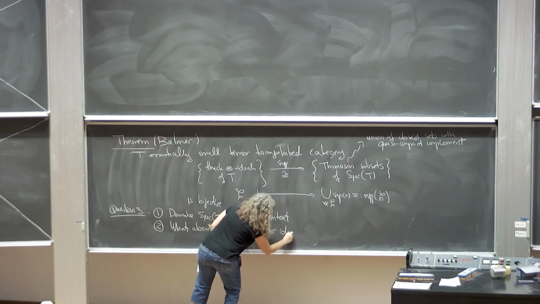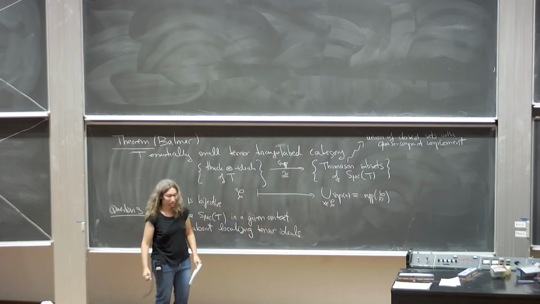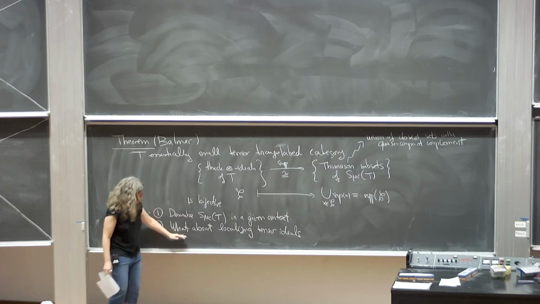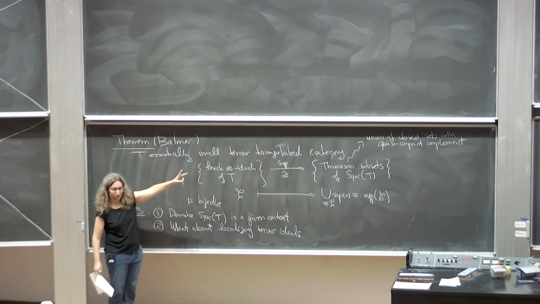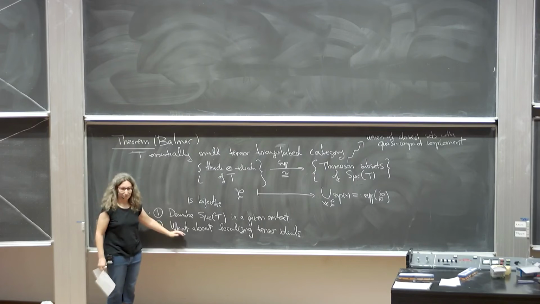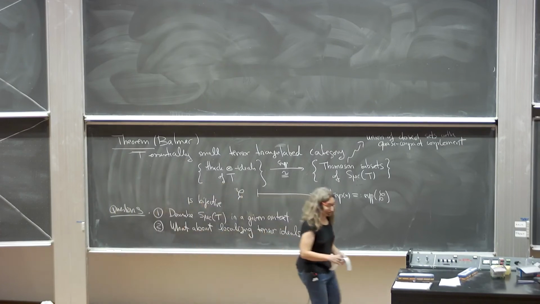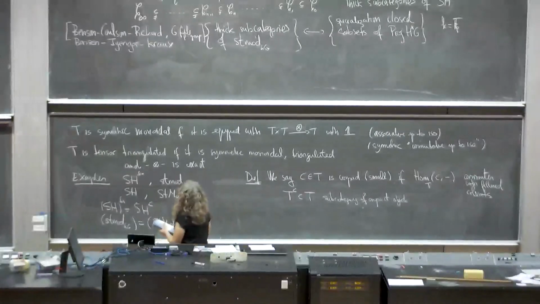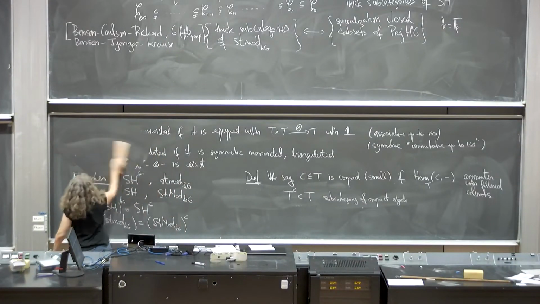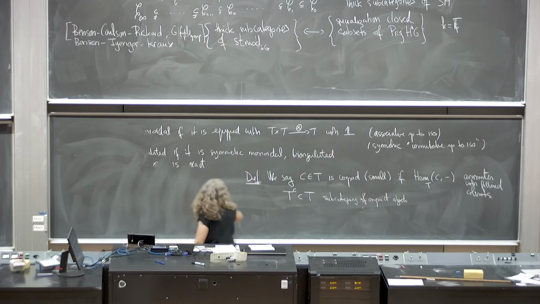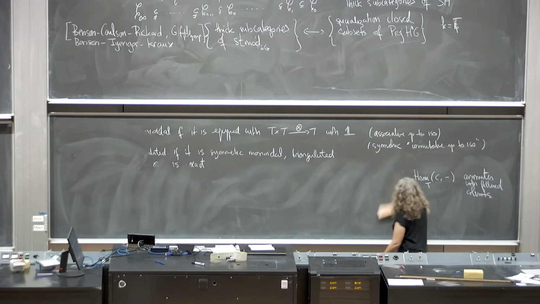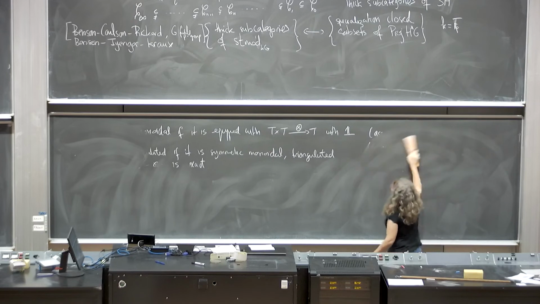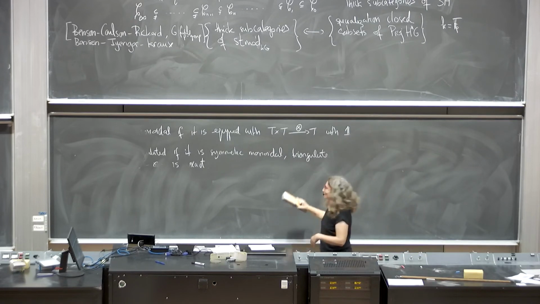Okay, so the first thing is, do we know examples? Because the two examples I gave you are for compact objects, right? Do we know examples about localizing tensor ideals in the big category? And the answer is yes. And now I have the terminology to state the results of Benson, Iyengar, and Krause in the big stable module category.